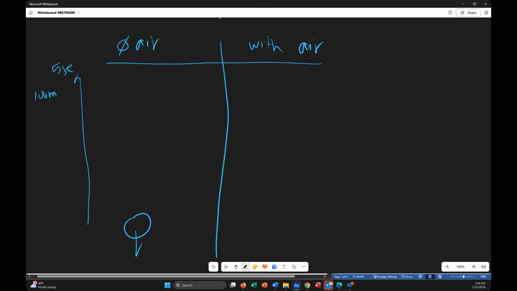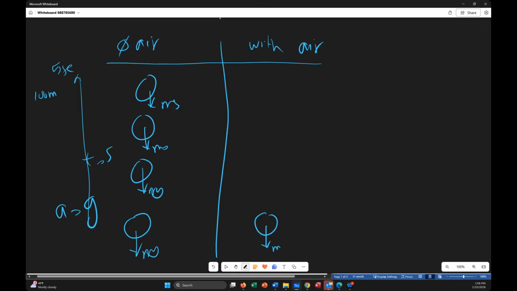What is the force of gravity every time? The only force exerted on the object is mg. It takes 5 seconds. The acceleration is g. But here, mg and the drag force at the beginning is big. Sorry, it is in the opposite direction. My bad.